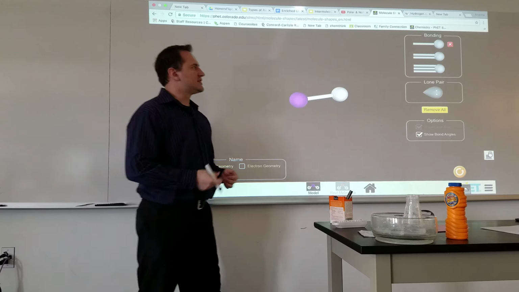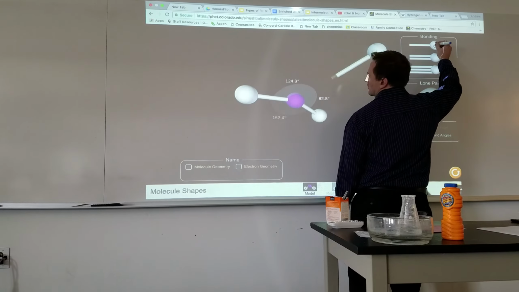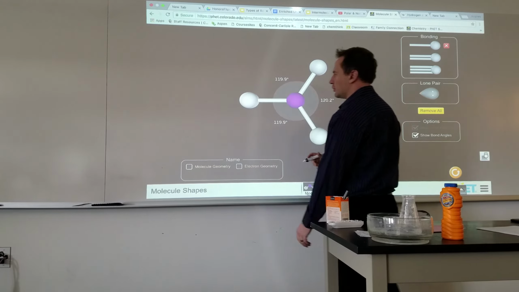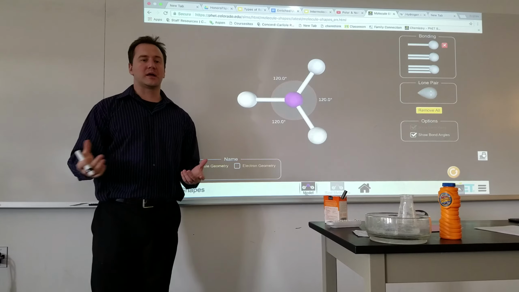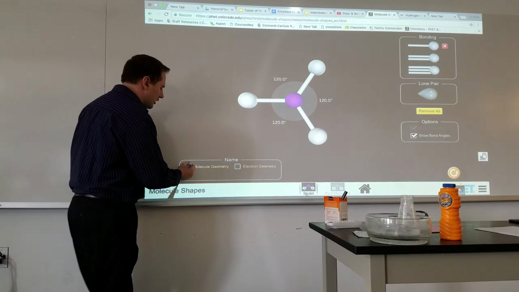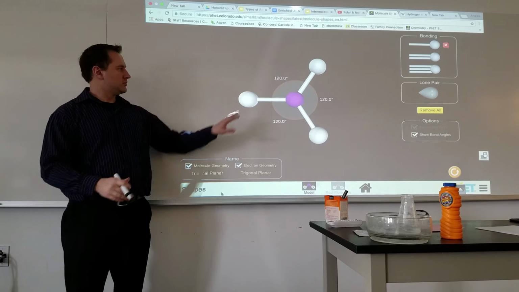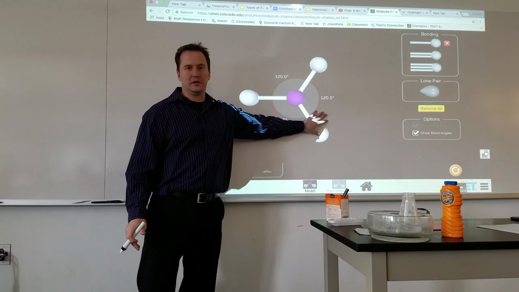The second shape I'm going to go over with you guys is trigonal planar. This one is pretty simple as well. If you picture three things sticking off of a central point and spreading out as far apart as they can, you're going to end up with 120-degree bond angles. We're going to call this a trigonal planar geometry. There's three things, so trigonal, and it's in the same plane.